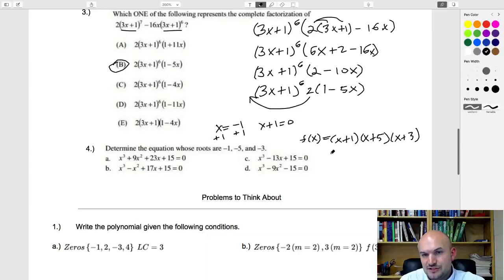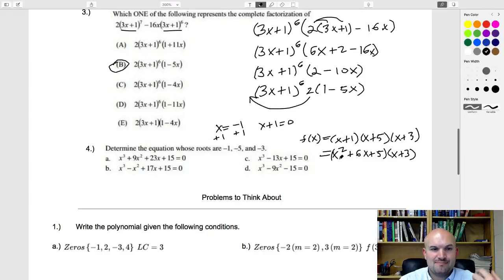Now I'm going to do a little bit of distributive property here in my head to keep this a little bit short. X times x is x squared. X times 5 is 5x. X times 1 is 1x. So 1x plus 5x is 6x. And then 1 times 5 is 5. So I multiplied these out, and now I need to multiply that times x plus 3.